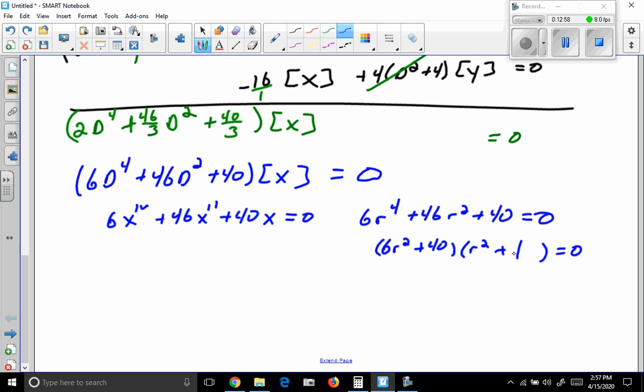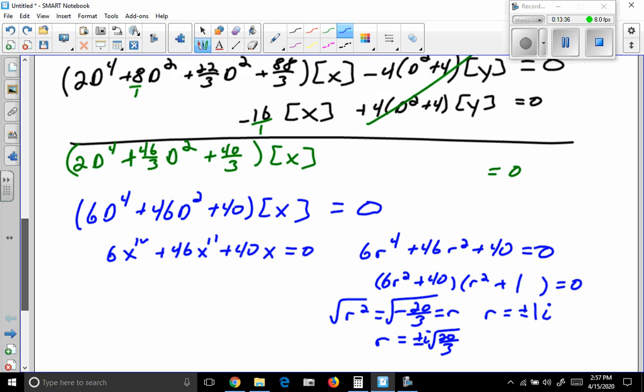So if we set this one equal to 0, we'll subtract 1. R squared is negative 1, so r is plus or minus the square root of negative 1, which is i, or 1i. If we subtract 40 and divide by 6, r squared is negative 20 over 3. And we take the square root of both sides, then r is plus or minus i times the square root of 20 over 3.